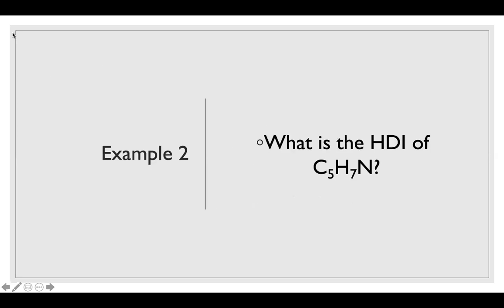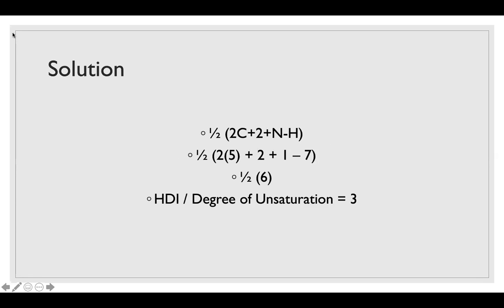For our next example, we have a formula that includes the presence of nitrogen. So I'm going to give you a second to figure out the HDI of C5H7N. For this example, we can use the second equation, which is 1/2 times 2C plus 2 plus N minus H. We have 5 carbon present, we have 1 nitrogen present, and we have 7 hydrogen present. So once we plug that in and do the math, we have 1/2 times 6, which gives us an HDI or a degree of unsaturation of 3.